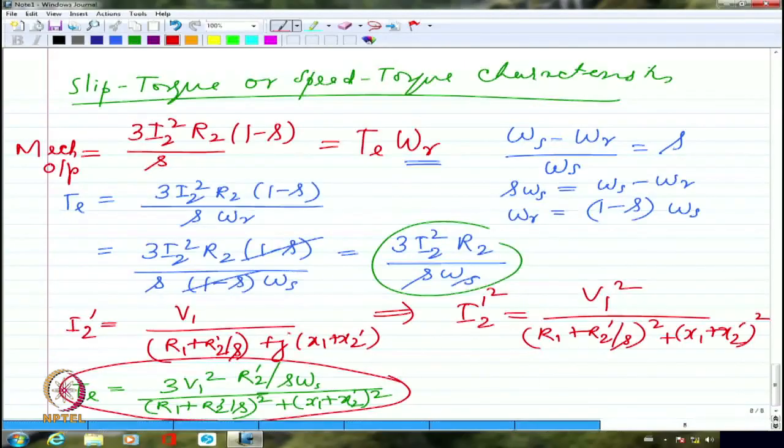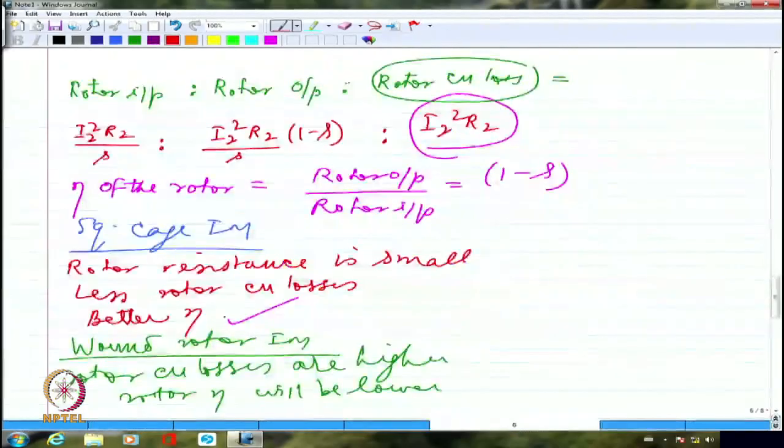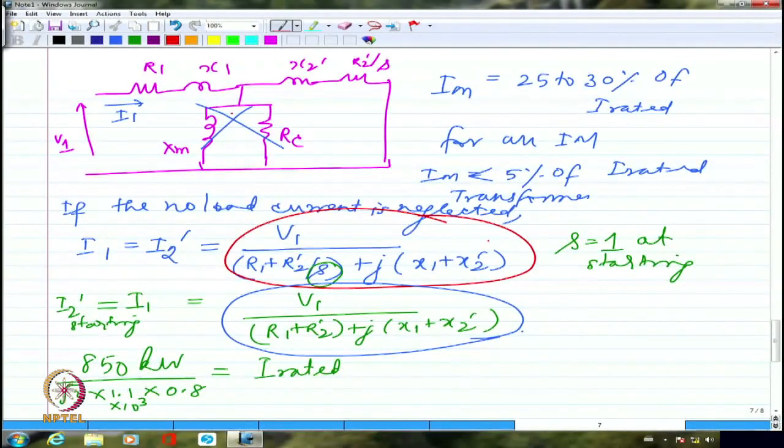I2 is the rotor current. I2 dash is the rotor current visualized from the stator side, neglecting the no load current. Please look at this. We have neglected this, which is the no load current. I just said forget about the no load current. This is I2 dash rather. So I will get I1 equal to I2 dash if I neglect the no load current. Is this clear?